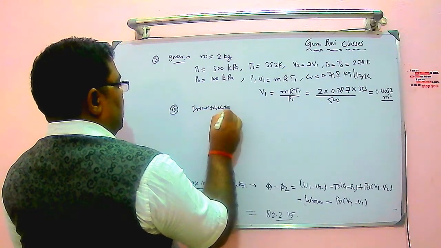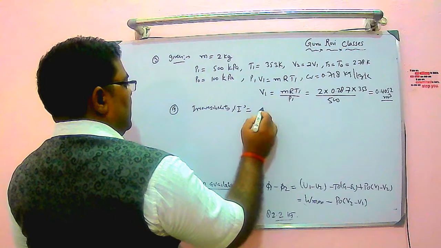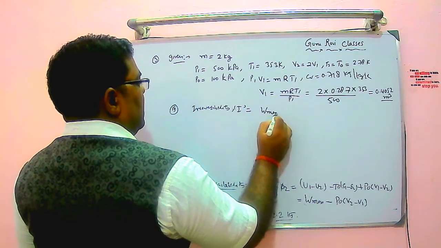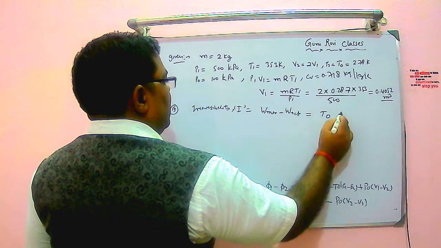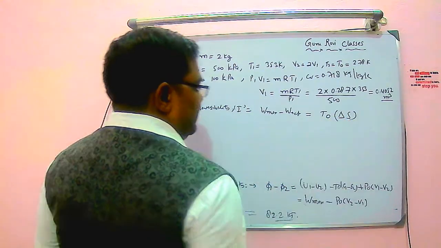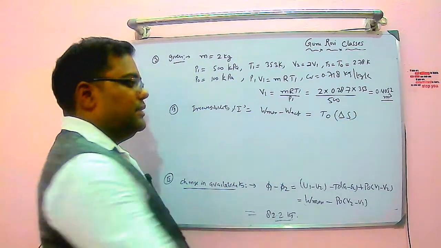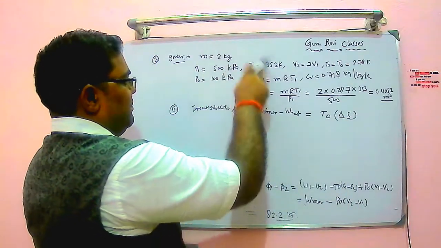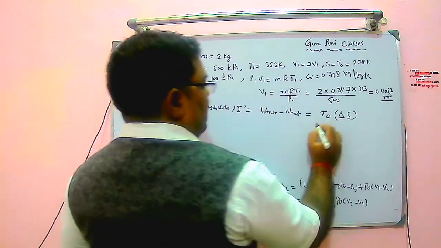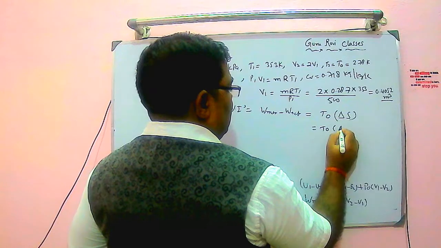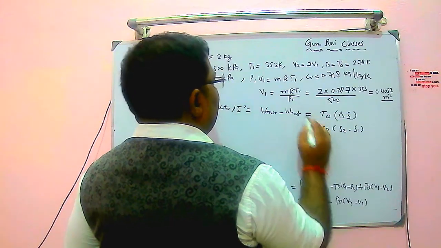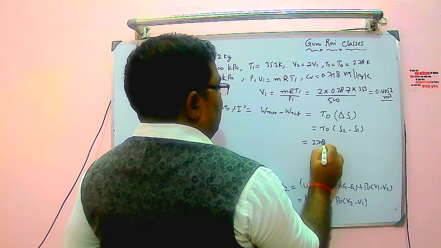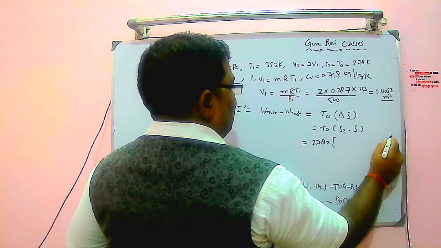Irreversibility given by I is nothing but W max minus W actual, or this is also equal to T naught into delta S, the change in entropy. Change in entropy is simply S2 minus S1. So this is nothing but T naught times (S2 minus S1). T naught is already given as 278, and S2 minus S1 you have already calculated.